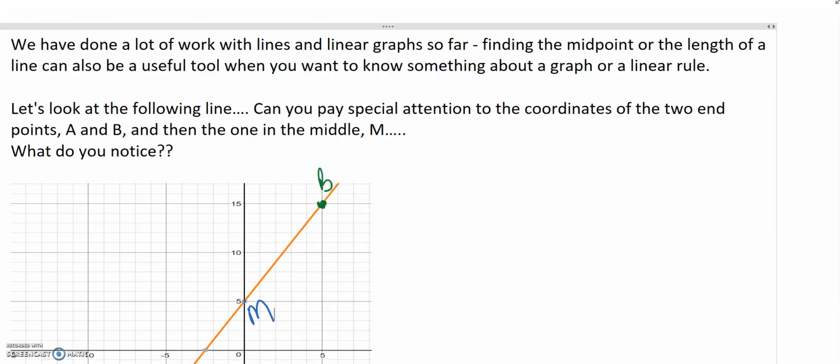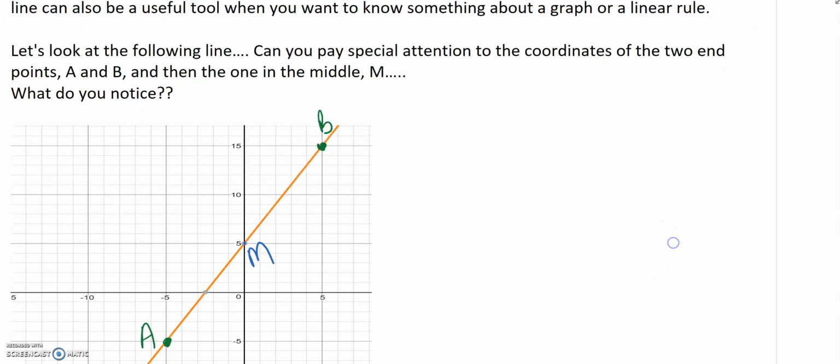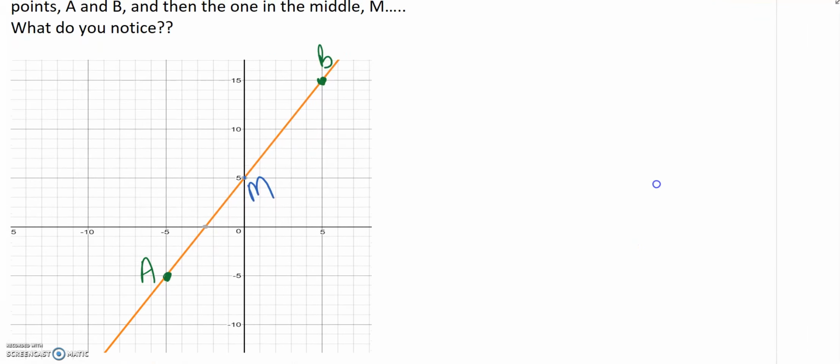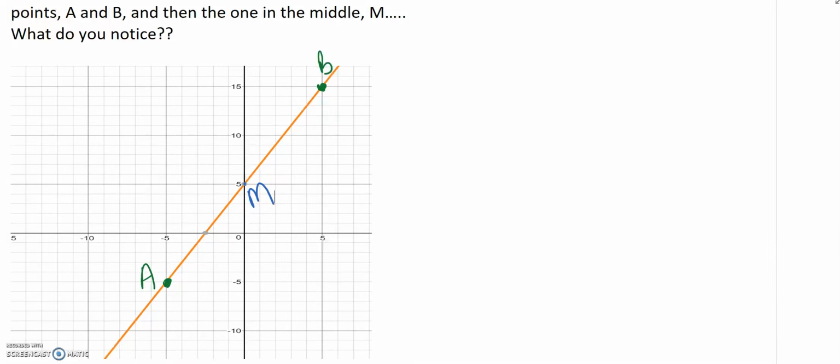Okay, let's look at the following line. I'd like you to pay special attention to the two endpoints, A and B, and also the one in the middle, which is marked as M. Now let's start off by writing the coordinates of the points A and B. Point A has coordinates -5 and -5, so it's going 5 places down and also 5 places to the left. And point B has the coordinates 5 and 15.